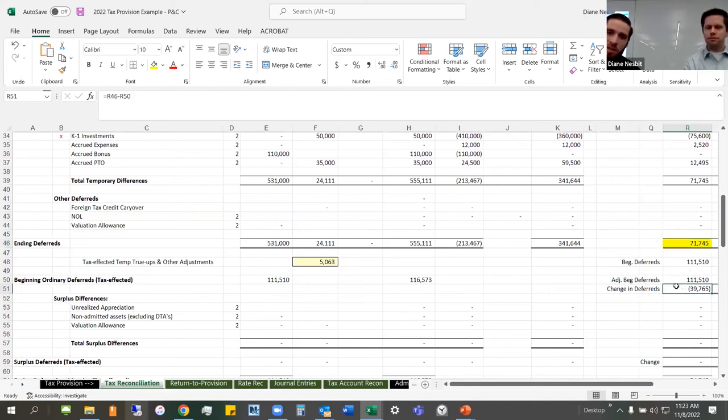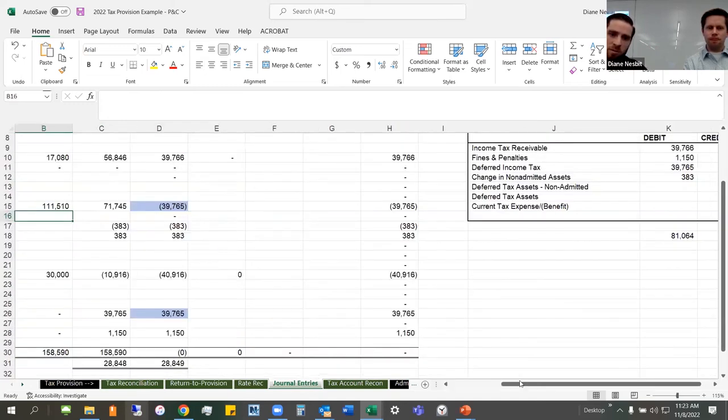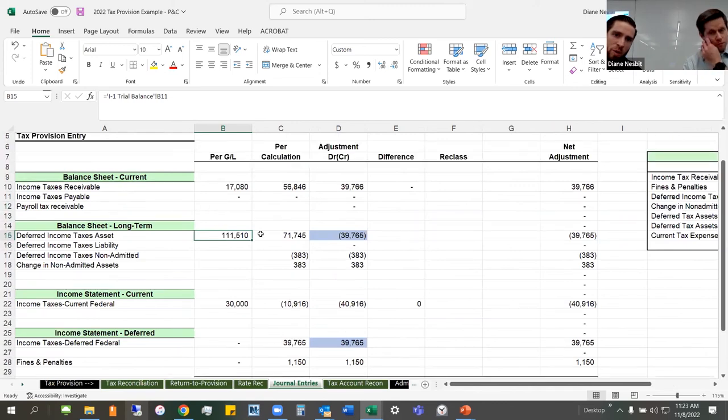your deferred expense. So if we were doing this, we would come to this journal entries tab and say, what's the deferred currently in the books? It's 111,000. We just computed that it's 71. So we need to record an adjustment to decrease our deferred tax asset by 39,000, and the offset to that journal entry is just deferred expense. This one's pretty easy, I think.